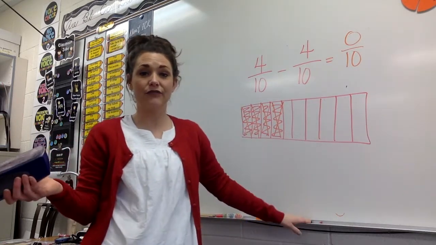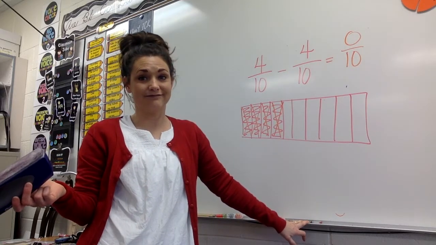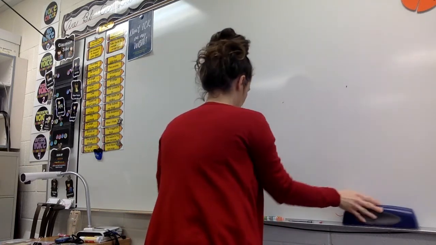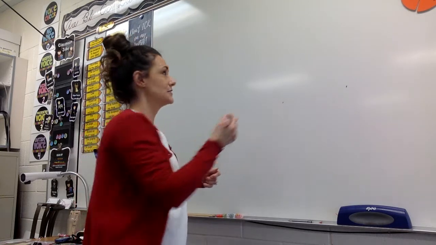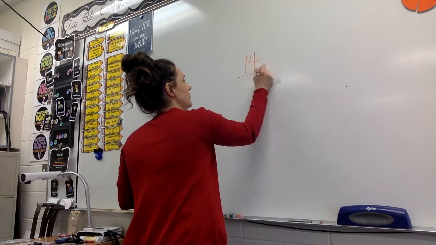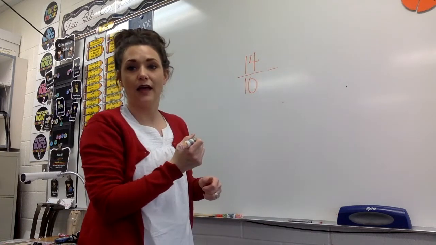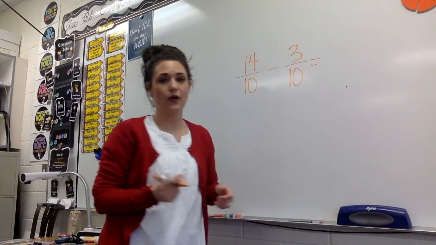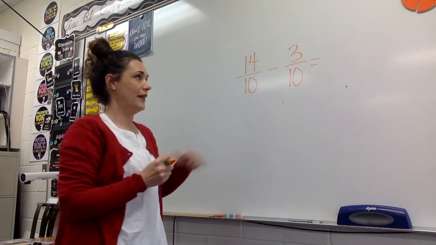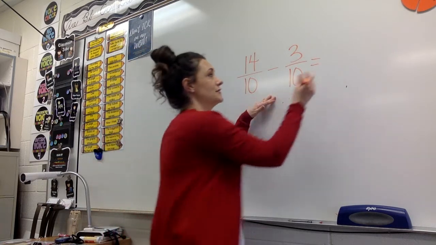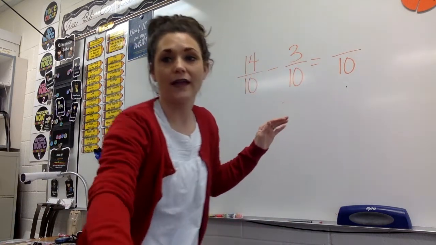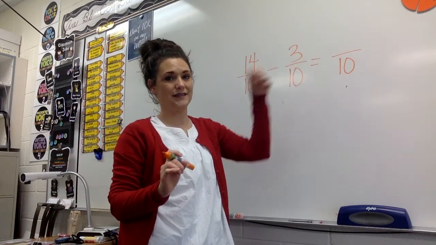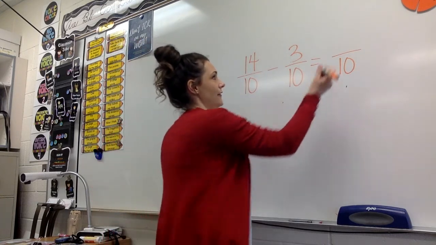Okay, now what if we have an improper fraction? Okay, so on this one, we're going to have 14/10 subtract 3/10. Now I know you're already thinking in your head. I know our denominator is going to be tenths, right? And now I can just subtract 14, subtract 3 is what? 11, right?